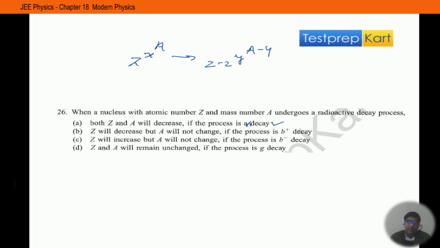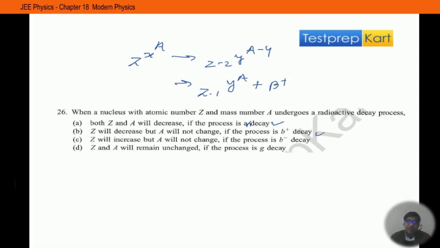Second, Z will decrease but A will not change if the process is beta plus decay. In beta plus decay, there is a reduction in atomic number, but no effect on mass number. It means this is also correct.